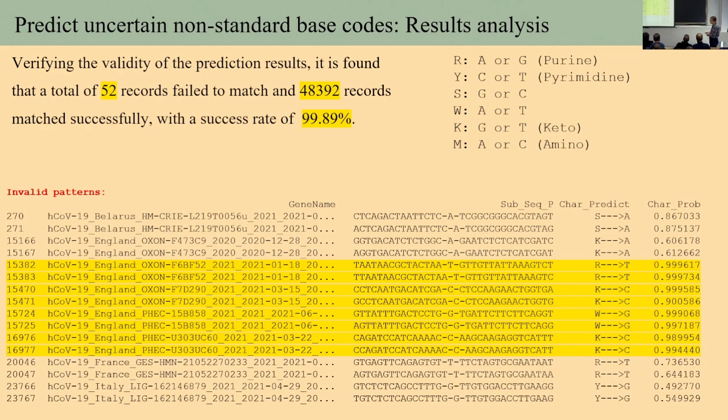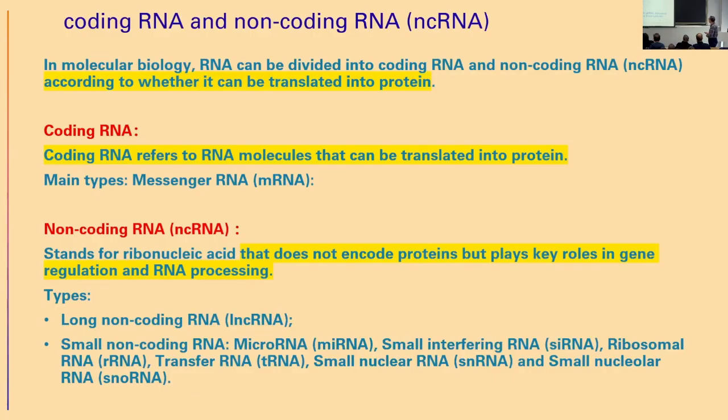How many of them are? See here, that's only 52 fail. But the 52 failed, mostly you can divide it by 2 because we doubled, so around 48,000 records. So the success rate is very high. I think we still have a few minutes.